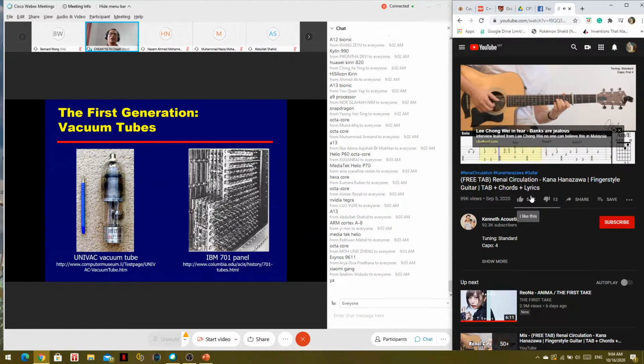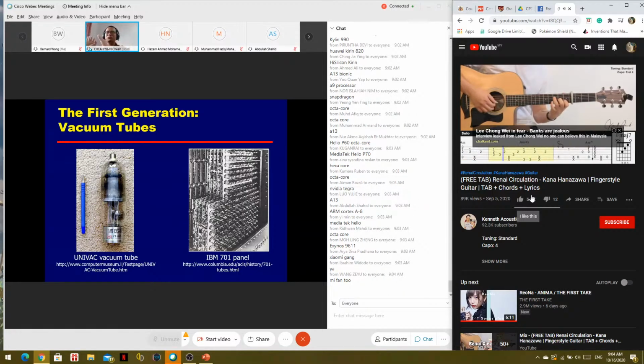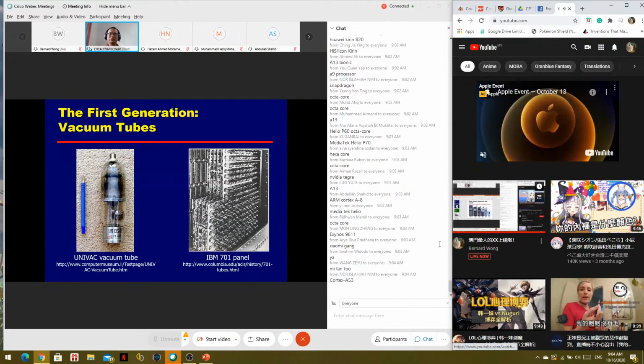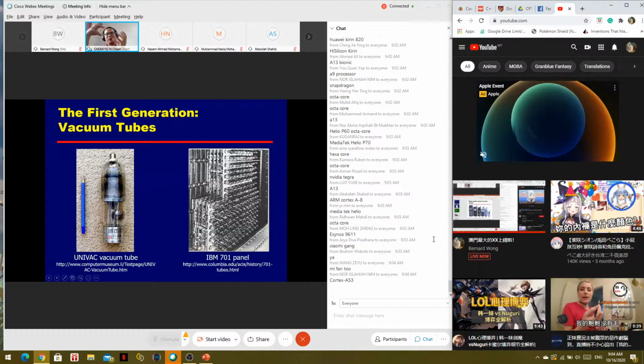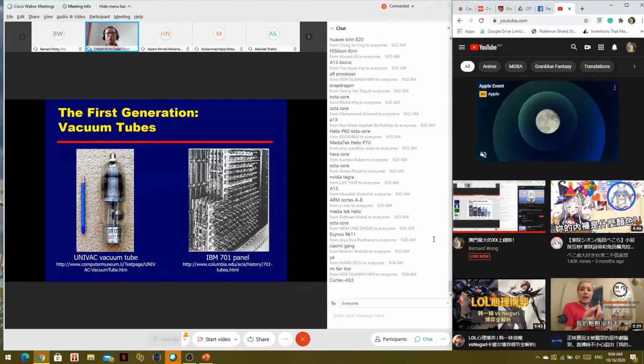But first, whatever processor you're using today, be it on desktop computers, laptops or mobile phones, it all started many years ago. The first generation of computers used vacuum tubes. If you notice on the diagram on the left, you can see the size of each vacuum tube as compared to a ballpoint pen. You see the ballpoint pen, the light blue pen there.